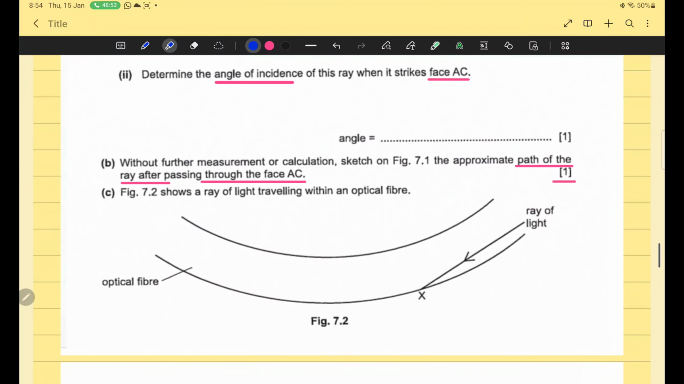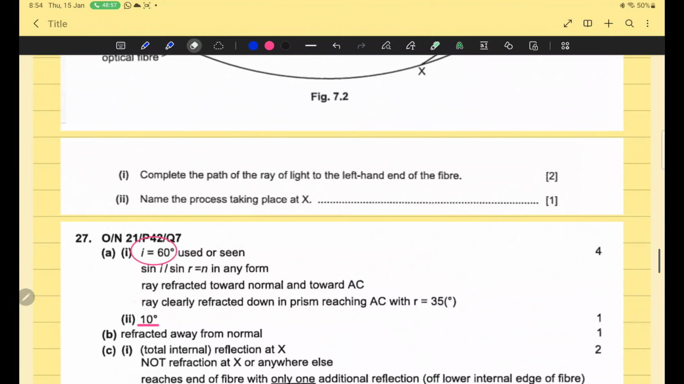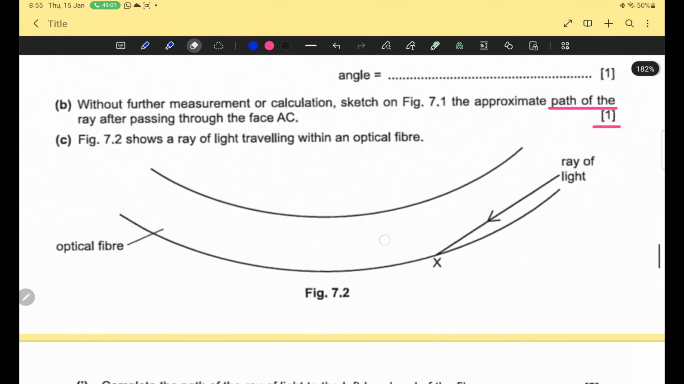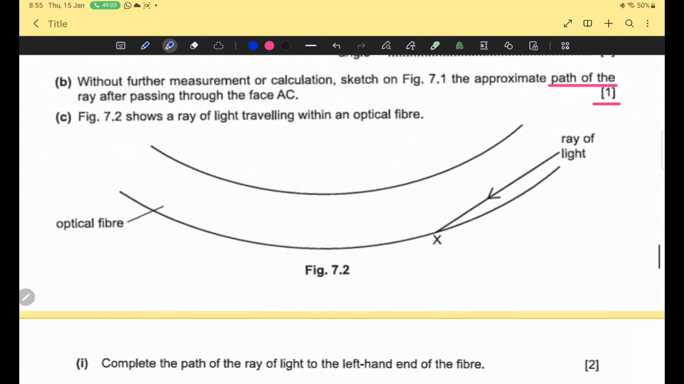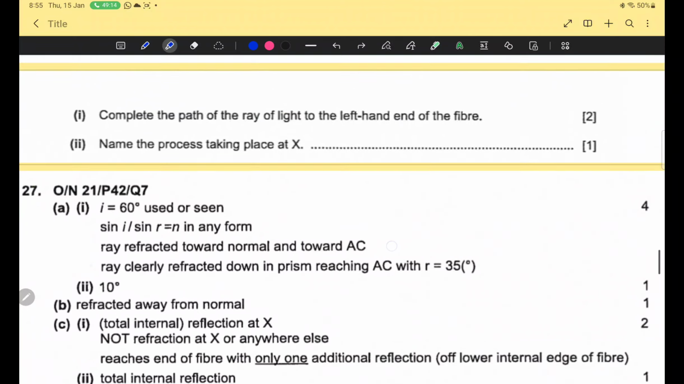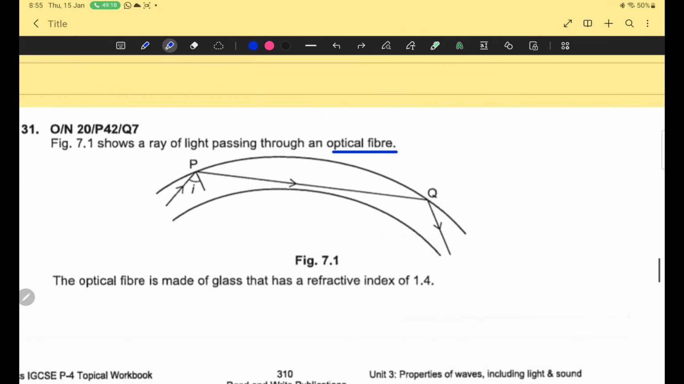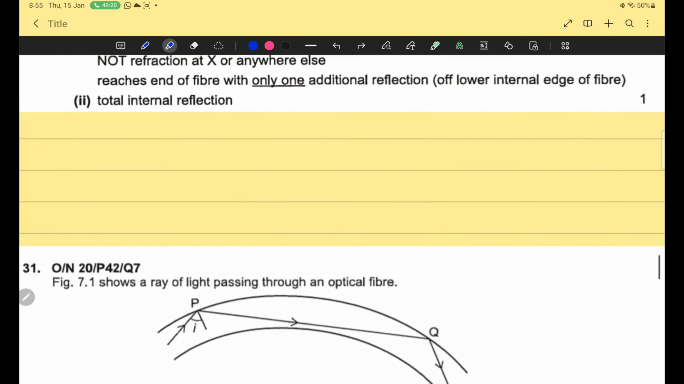And now the new topic is optical fiber. Sir, what is optical fiber? Do you know what is optical fiber? No? Okay, I am explaining to you. All these questions are about optical fiber.